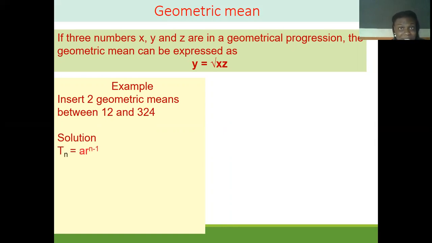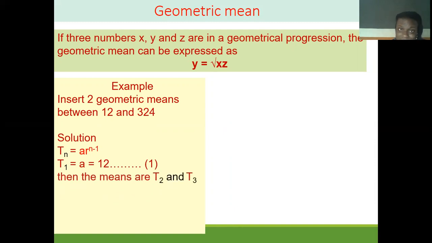So remember that Tn is AR raised to n minus 1. So T1 is A, which is 12. That's our first equation. Then the two means, of course, are T2 and T3. And T4 now is 324. But T4 is AR raised to 4 minus 1, which is AR cubed. So AR cubed is 324, right? We said that T4 is 324.